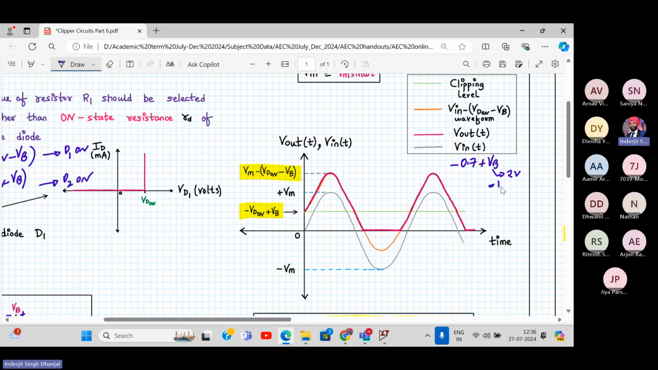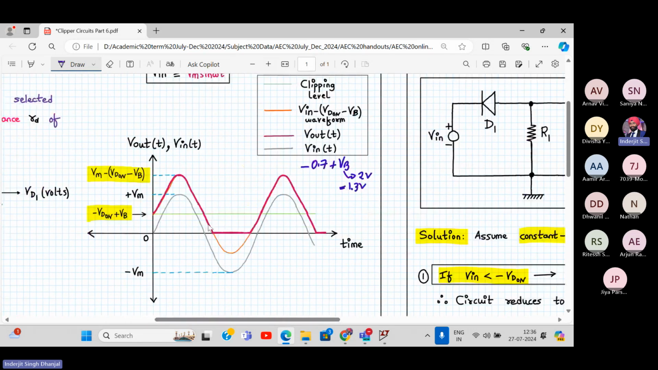So what will be the level now? 1.3. That's why it's coming up. So with respect to this green color, can you see this green color? Green color will be the new level for this input waveform. So this waveform is V in minus VD on minus VB. Draw this input waveform. Okay.